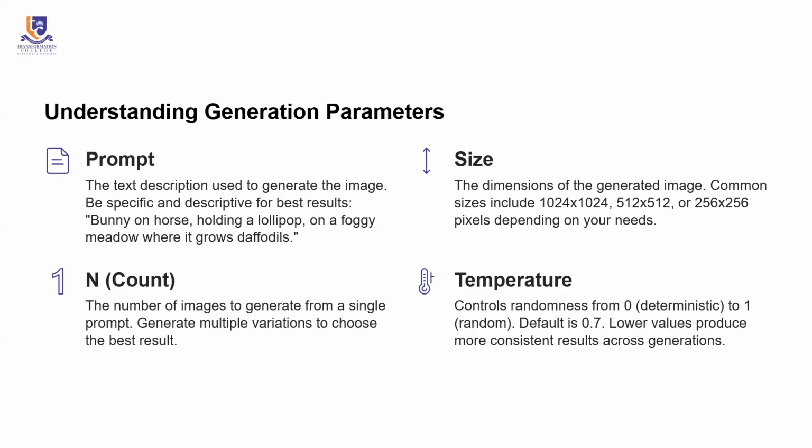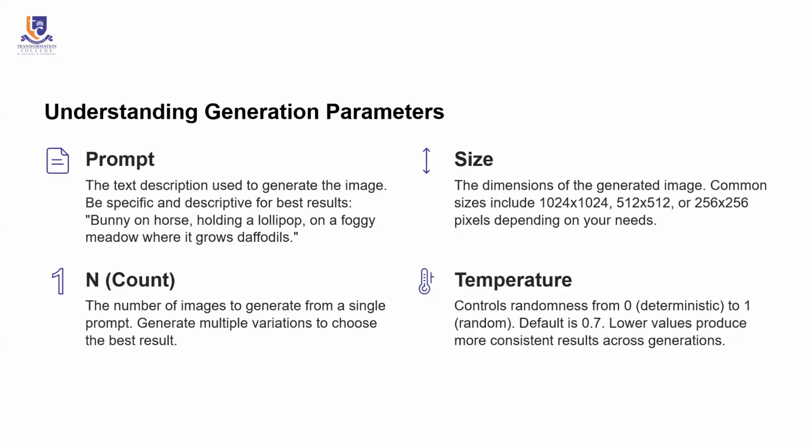And then we will specify the size of our image. We want to specify the dimensions of the generated image. The common sizes are 1024 by 1024, 512 by 512, or 256 by 256. These are the pixel dimensions, depending on what we need. So if we want it very detailed, we can use 1024 by 1024. As you can see, the lower the number, the lower the pixel size, and the smaller the image generated. The n count also specifies the number of images we want to generate from a single prompt, so we could generate multiple variations to choose the best result.